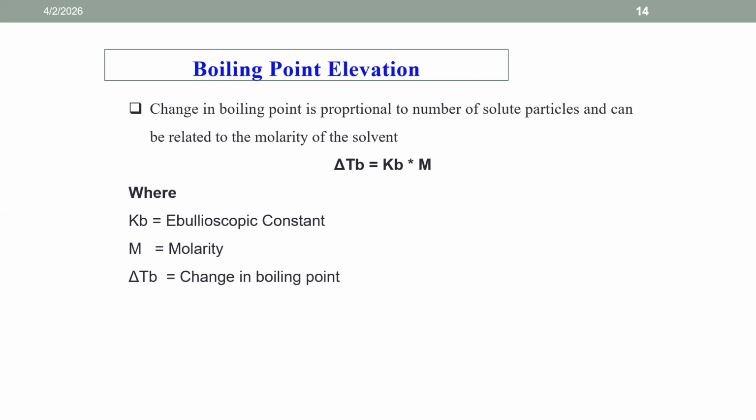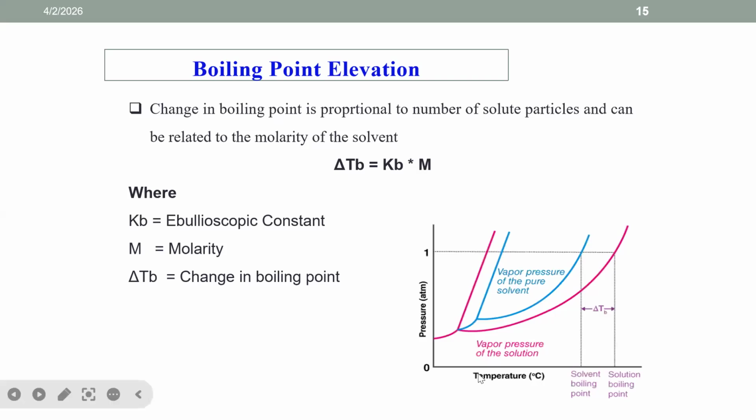This can be written mathematically as change in boiling point. Elevation in boiling point is directly proportional to the concentration, whether it is molarity or molality, our concentration unit. Here K is the proportionality constant, which is also known as the ebullioscopic constant. It can also be explained by this temperature pressure curve, where the solution boiling point is higher as compared to the pure solvent boiling point.